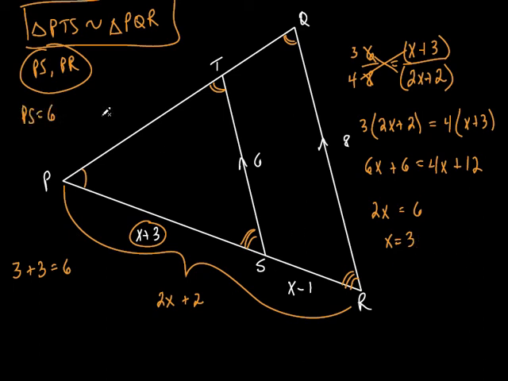Now I got to plug it in for PR. Now PR is that whole entire side, isn't it? And we figured out that whole entire side was 2x plus 2. So let's go 2 times x, which is 3. I'm sorry, I said 2x plus 3, didn't I? 2x plus 2. And then, there we go. So that's 6 plus 2, which is 8. And that's what PR is equal to. PR is equal to 8. So that's my answer right there.